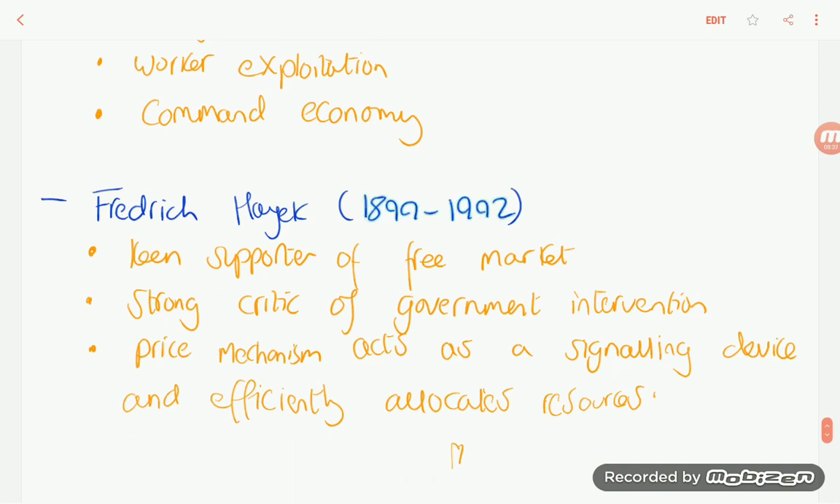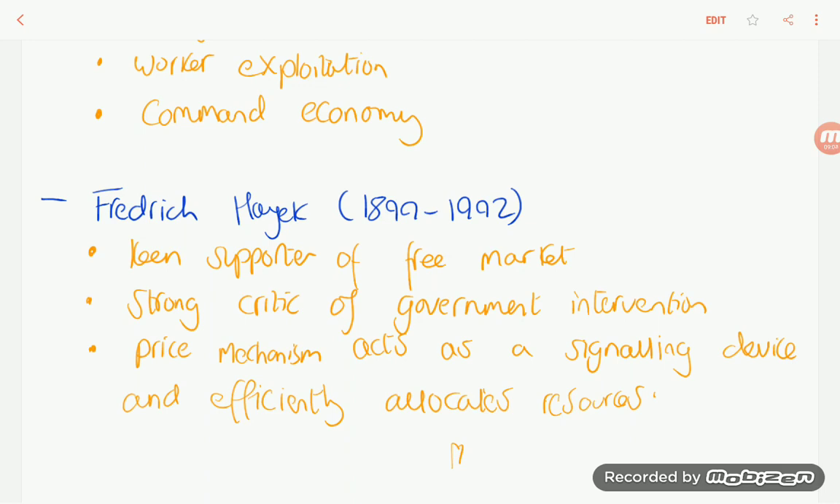Friedrich Hayek. Hayek was a keen supporter of the free market system and a critic of command economies. He argued that government should not intervene to allocate resources because governments lack the information required to allocate them in the way that's most beneficial to society. Hayek believed that individual consumers and producers have the best knowledge of what they want or need, and so the allocation of resources should be left to them and the price mechanism.